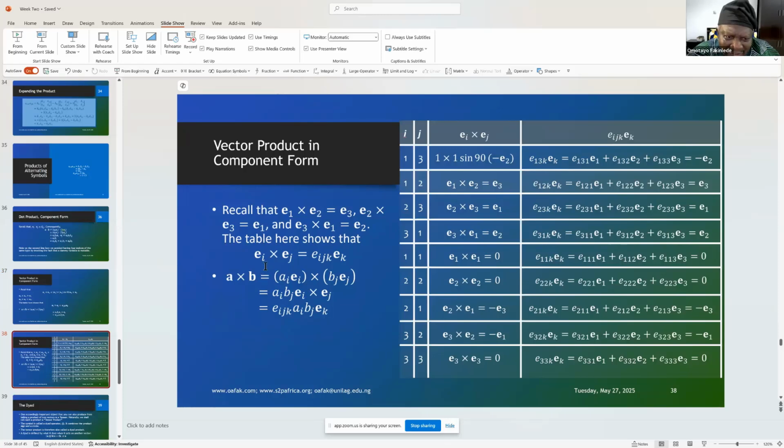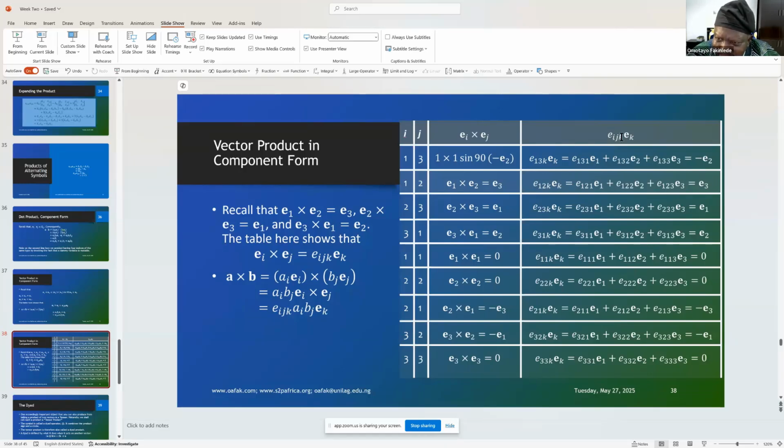So let us say we want to say e_i cross e_j, no matter what i or j would mean. Okay, if i is 1 and j is 3, it will be 1 times 1 sine 90 in the direction of -e2. Because in the right angle rule, you remember the right angle rule you used to do for your cross product, it will be minus e2, that is the direction now, when it is 1 and 3.